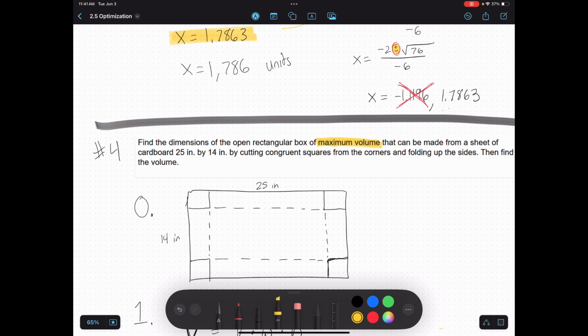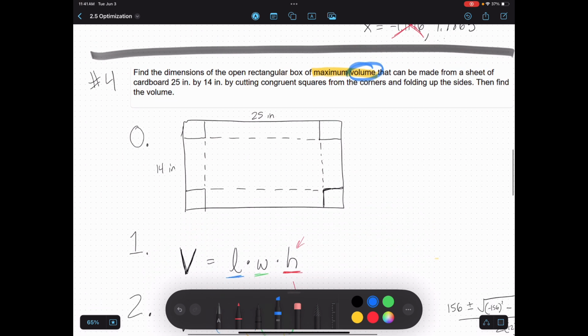Okay, so now that we have that in our minds, now that we've made sense of that, let's start working through my 3 steps. First, I need to come up with an equation for what? For volume. That's what I'm maximizing. So I need an equation for volume. Well, a volume of a rectangular box, that's a really simple formula to come up with. It's just length times width times height.